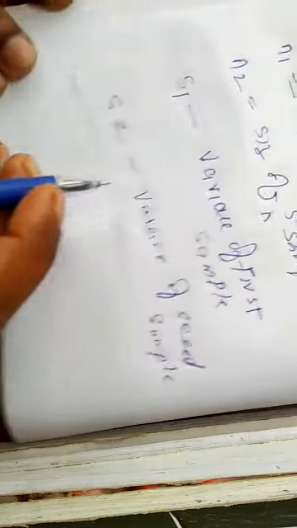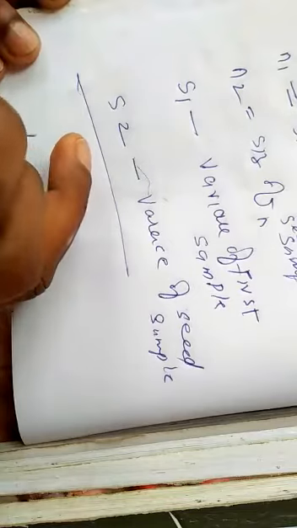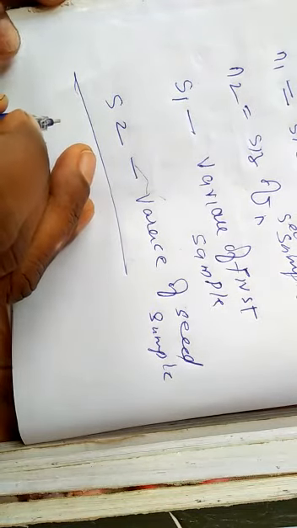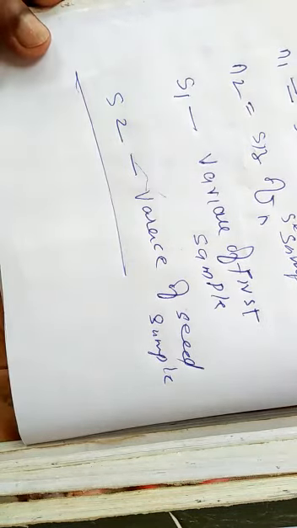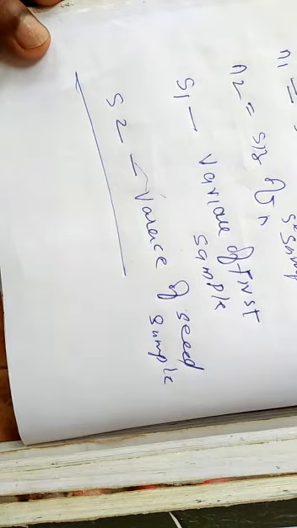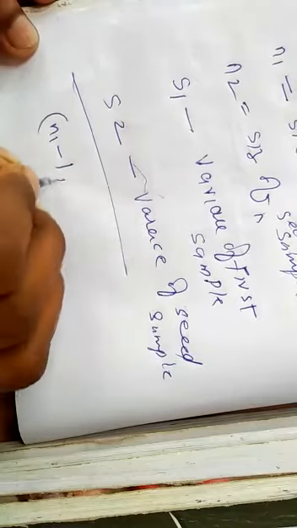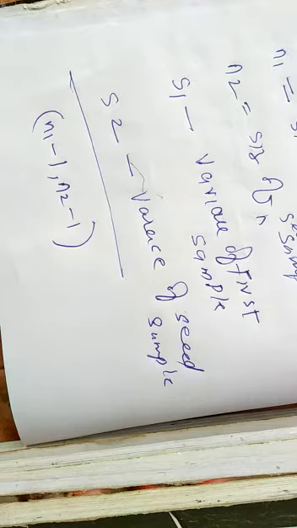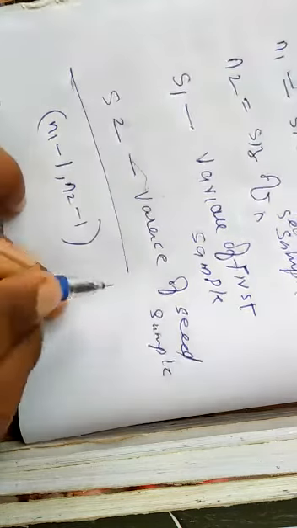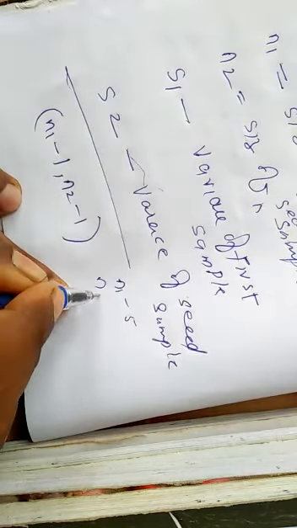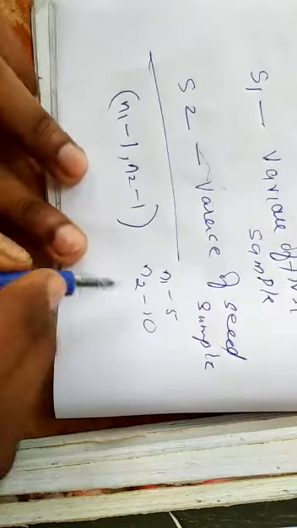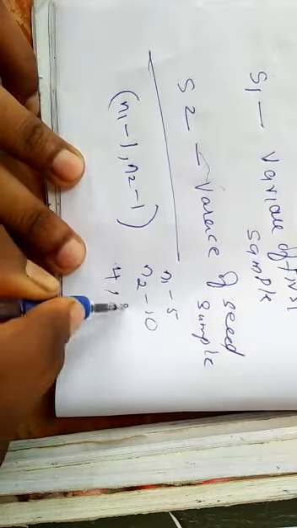Similarly, you take a degree of freedom. Here in the case of F test, the degree of freedom is n1 minus 1, n2 minus 1. n1 is the size of the first sample, you take n1 minus 1. Second size, n2 minus 1. So n1 is 5, n2 is 10. You get 5 minus 1, 4, and 9.